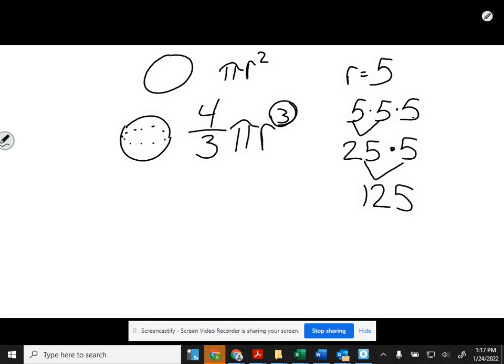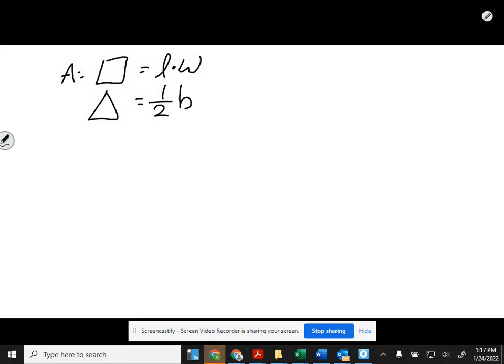Alright, so I can use this to go over all the formulas for them, like the formulas for a triangle. So the area of a square or rectangle is length times width. Triangle is 1/2 base times height, right? Circle was pi r squared.